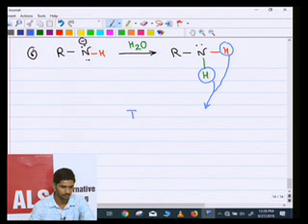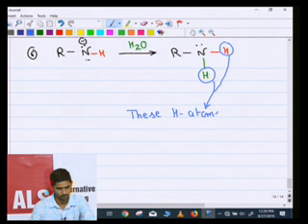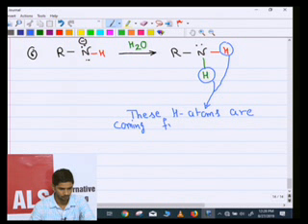You have to remember these hydrogen atoms are coming from the solvent.